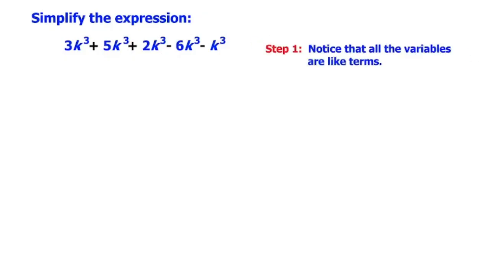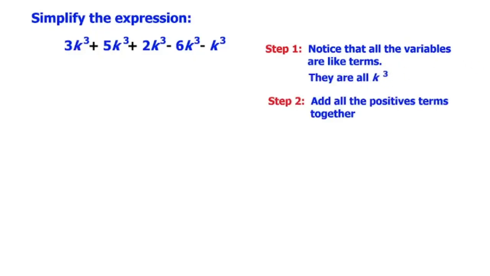Okay, so notice that all the variables are like terms. So even though they have an exponent, they're all exactly the same, right? K to the 3. So that means they are like terms. They are all k to the 3. So we can add all the positive terms together. So we could take all these positive ones and add them together.